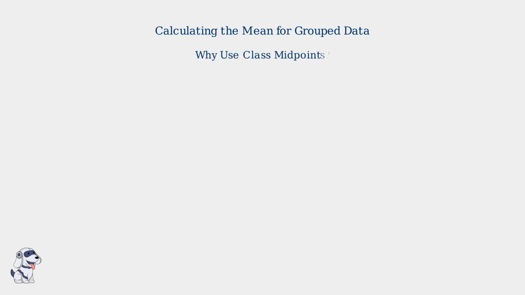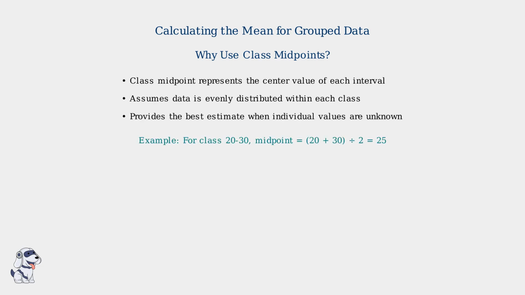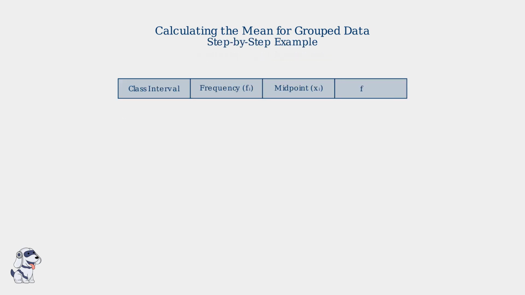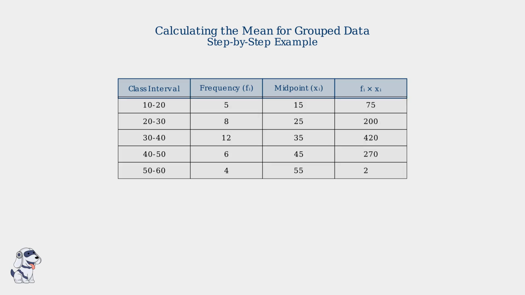We use class midpoints because they represent the center value of each interval. This assumes that data points are evenly distributed within each class, giving us the best estimate when we don't know the exact individual values. Let's work through a complete example. Here we have a frequency distribution table showing class intervals, their frequencies, midpoints, and the product of frequency times midpoint for each class.